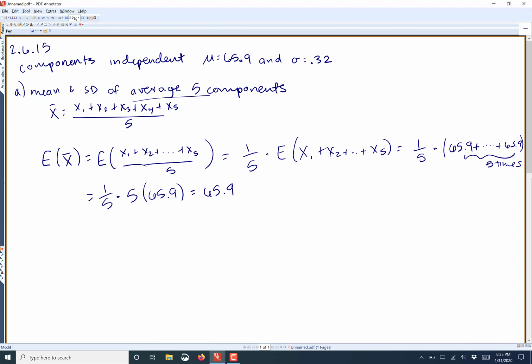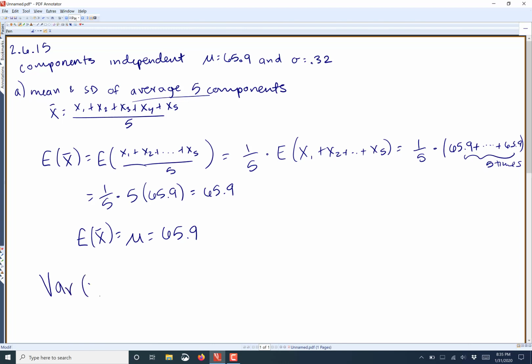Now you might remember in our book there is a theorem that says, guess what? Every single time we take the expected value, we do averages, this is going to happen. The theorem says the expected value of x bar is always equal to our given mu, so it's just 65.9.